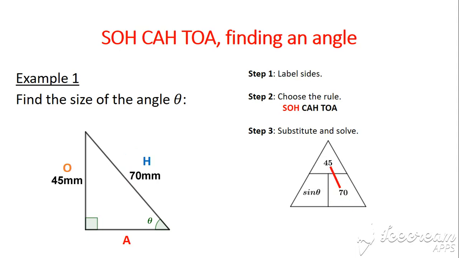Right, well once again they're on top of each other, which clearly means we have to do a divide. But we don't just go 45 divided by 70. We've got to do a special trick because we're trying to find an angle. And that trick is we're going to go sine to the minus 1 bracket 45 divided by 70. Now the sine to the minus 1, we say inverse sine is what it's called, the inverse sine. And we use inverse sine when we're trying to find an angle.